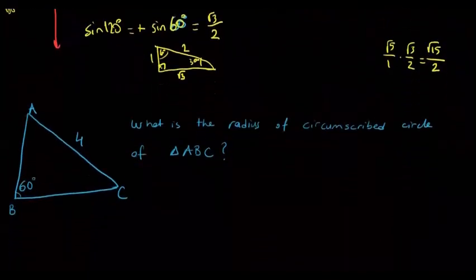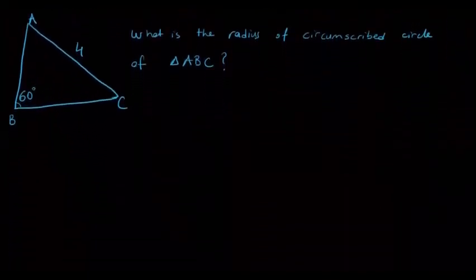Next example. What is the radius of the circumscribed circle of the triangle ABC? So what is the circumscribed circle? It passes through all the vertices, right? So it's going to be looking like this. It's not a perfect circle, but assume that this is a perfect circle. It passes through the vertices A, B, C.